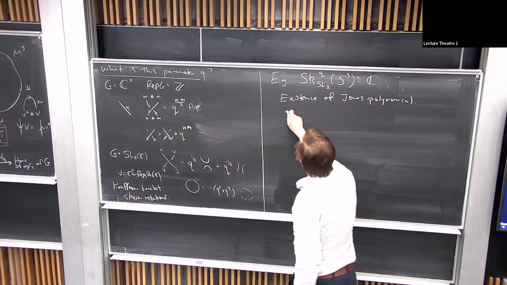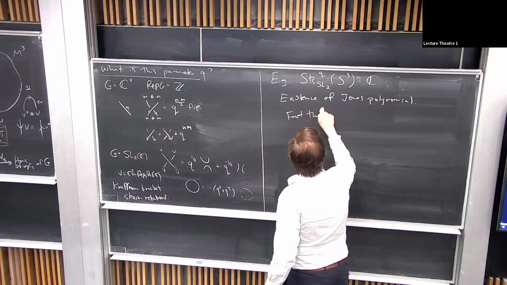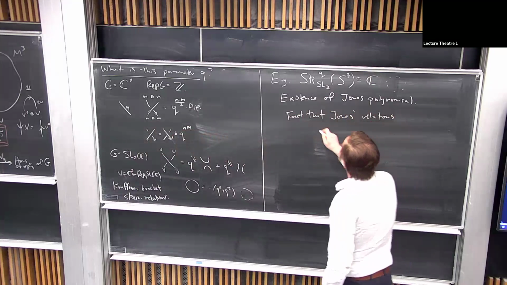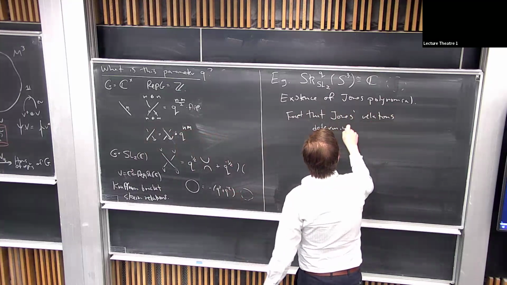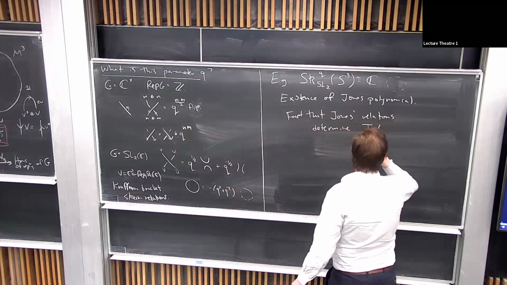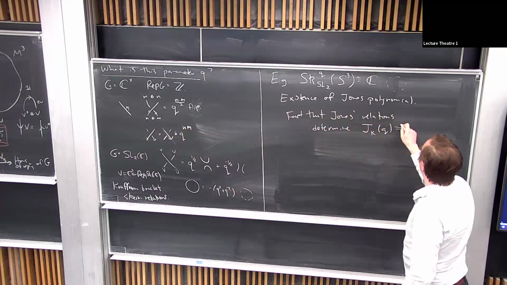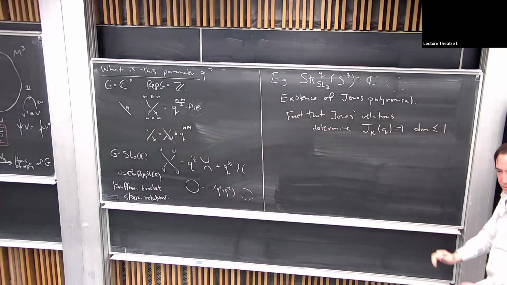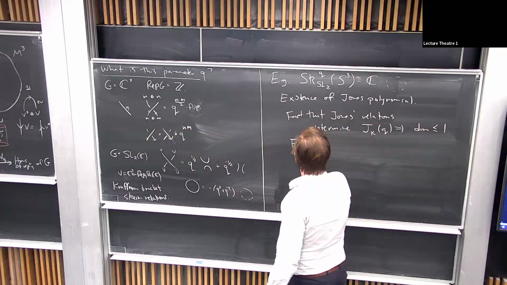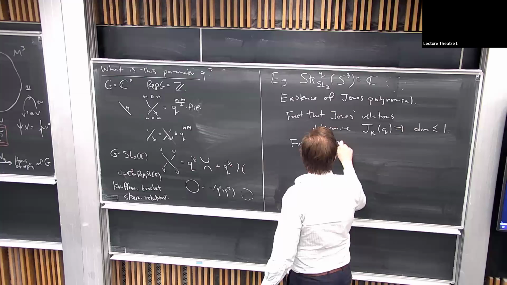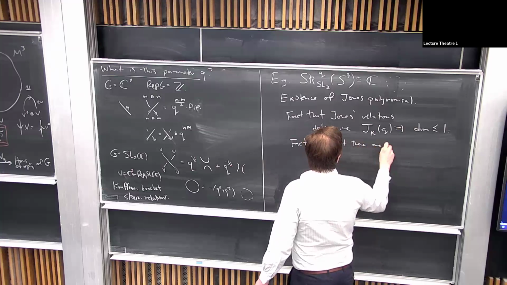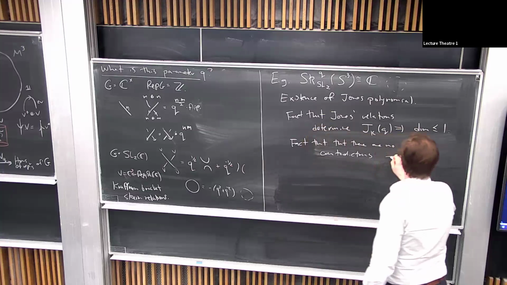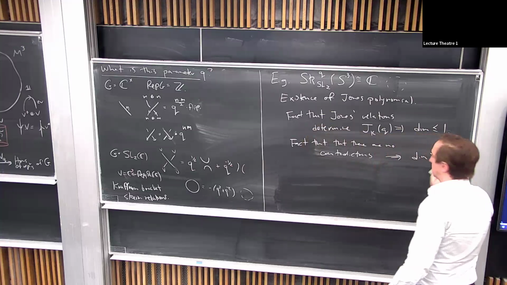And so the fact that the algorithm, the fact that these two relations determine the Jones polynomial of a knot, this implies that the dimension is less than or equal to 1, that you can always express everything. And then the fact that it's well defined, there are no contradictions, that tells you that the dimension is greater than or equal to 1.